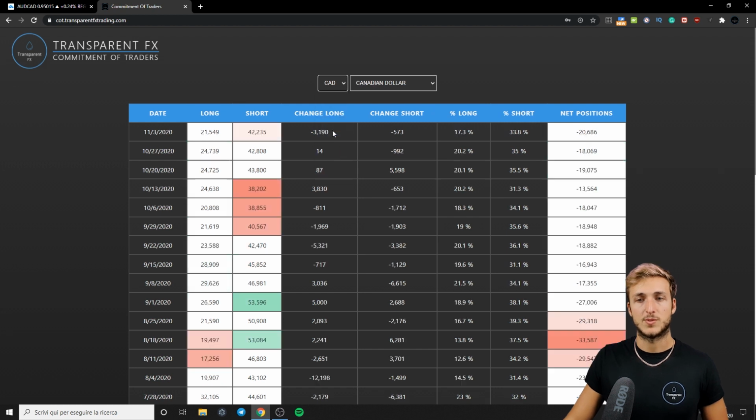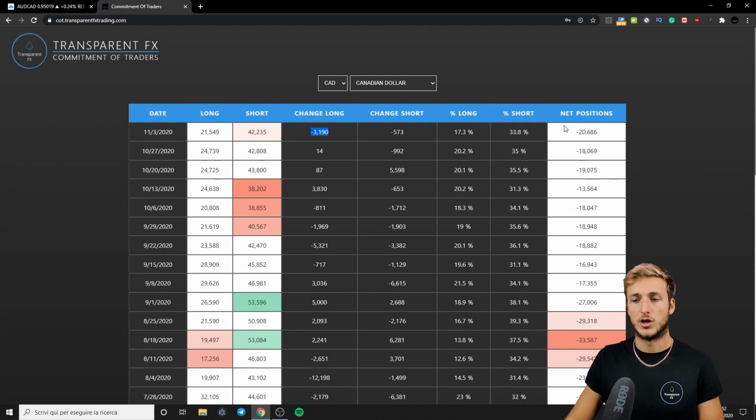And from a CAD perspective, what we can see now on the CAD is that unfortunately we didn't have proper longing. It would have been great to see longs added on the CAD for our overall short view of AUD CAD. However, we don't see the longs getting added.